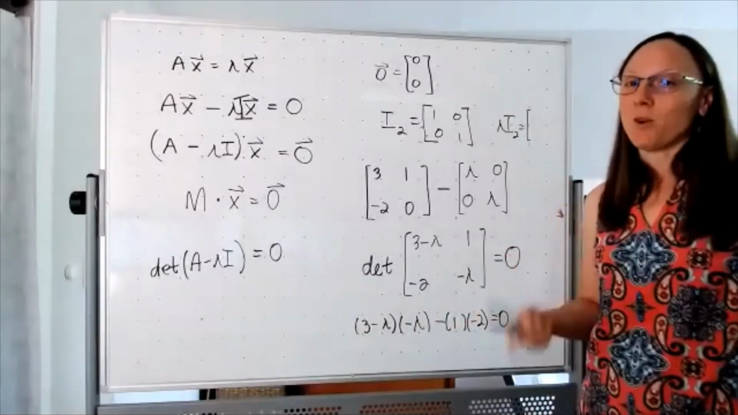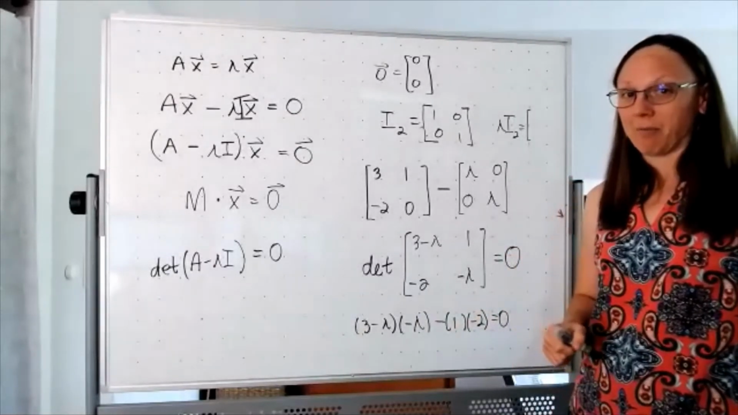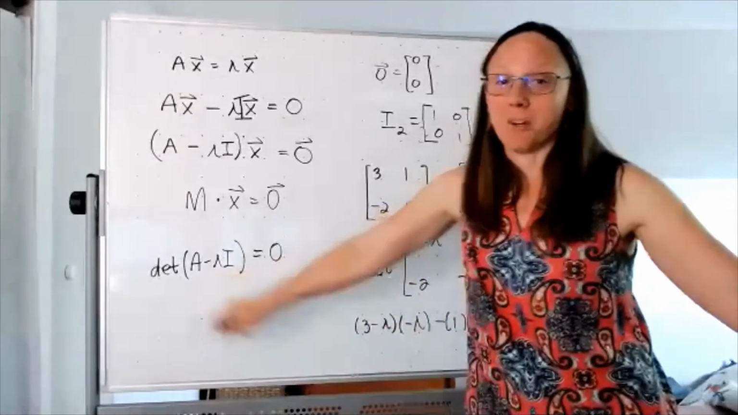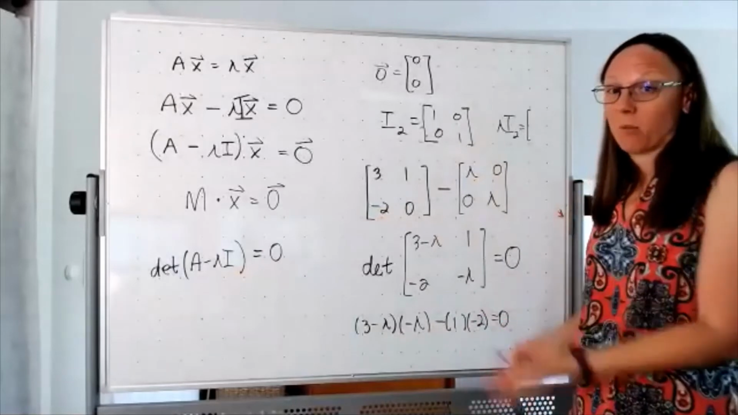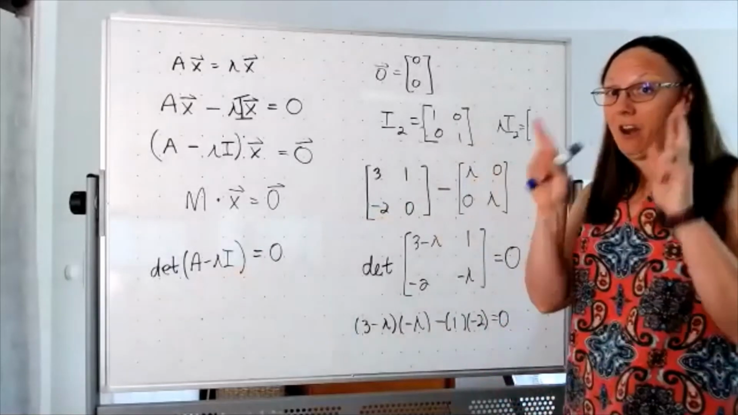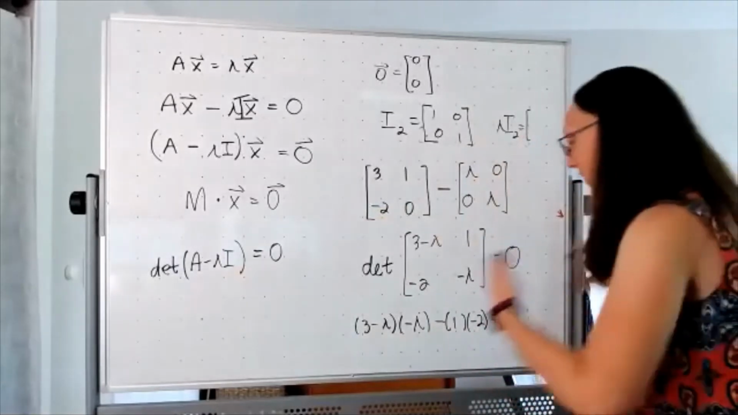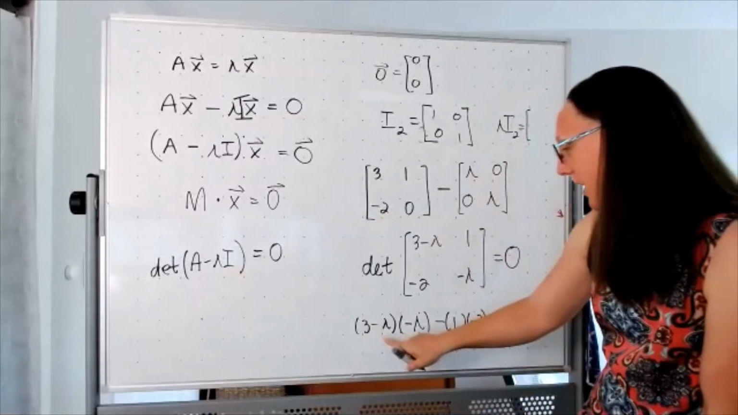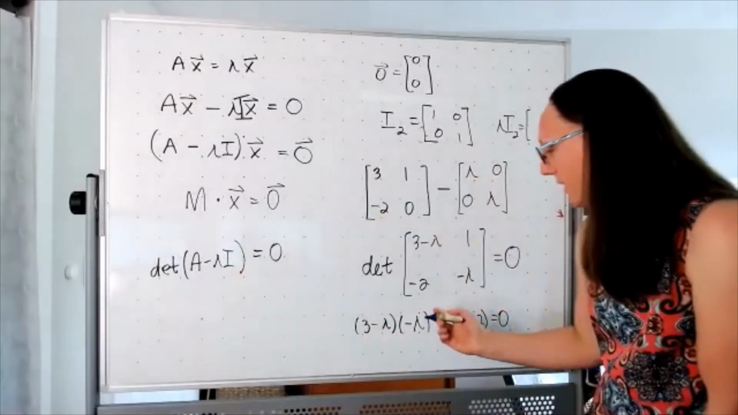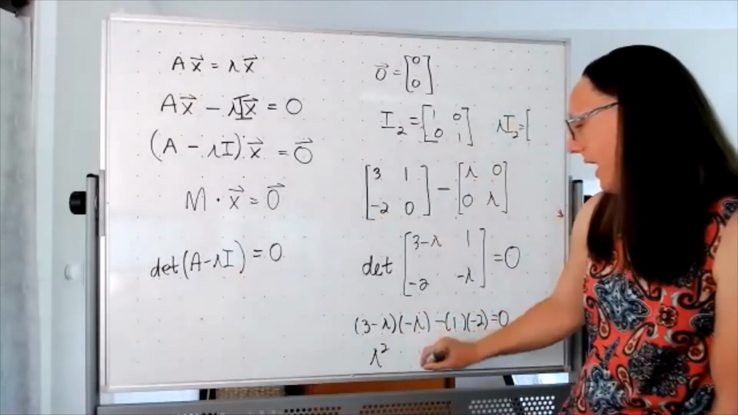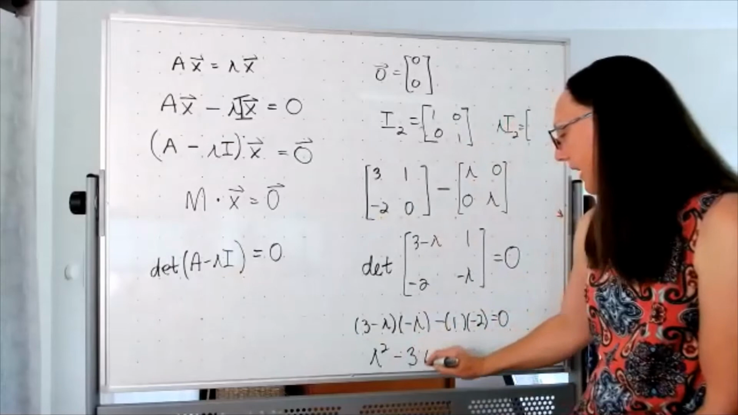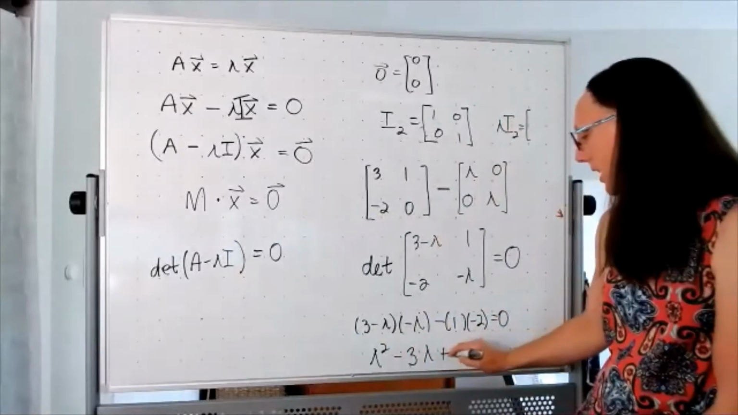This is where those quadratic equation skills come into play. Anytime we're finding the determinant of this matrix, we pretty much end up coming down to some sort of quadratic equation and hoping that it factors. So if I multiply this out, I've got lambda squared minus 3 lambda plus 2.